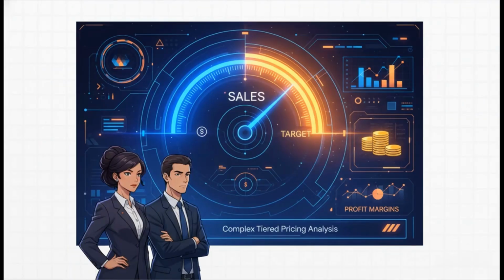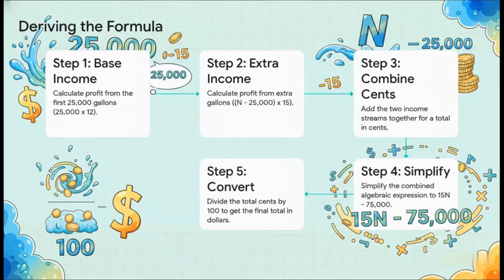And now for our final challenge, kind of the boss level for today. We're going to tackle a super common business problem that uses the exact same logic we just saw, tiered pricing, but this time with profit margins. This is where a company's profit rate actually changes after they hit a certain sales goal. We can build the final formula step by step. It's not as scary as it looks.